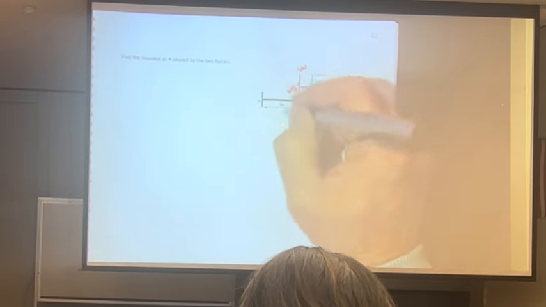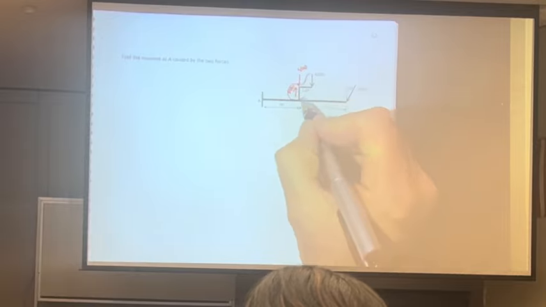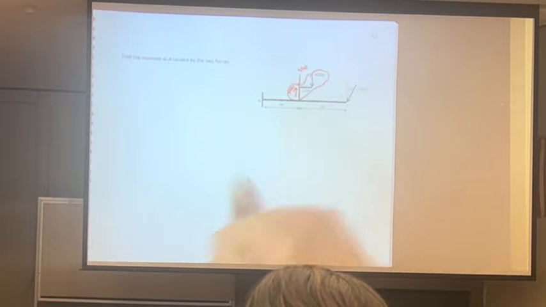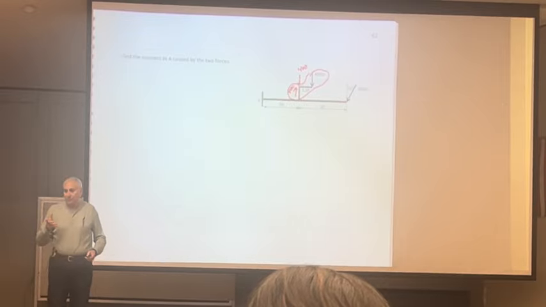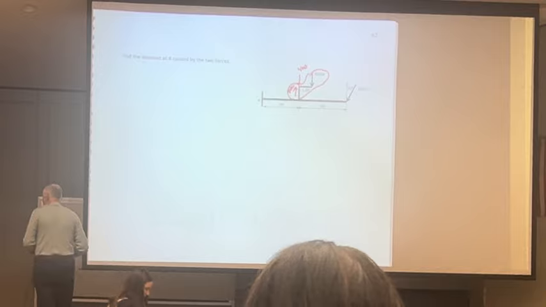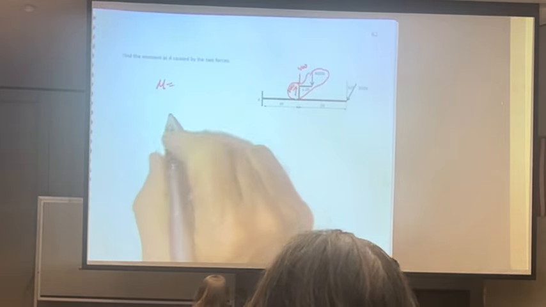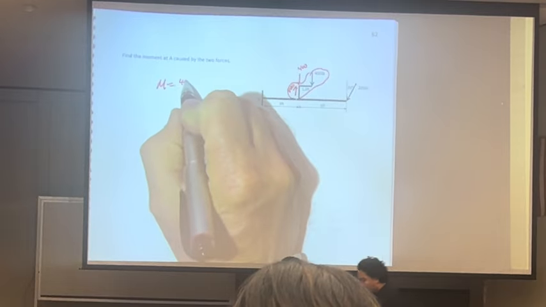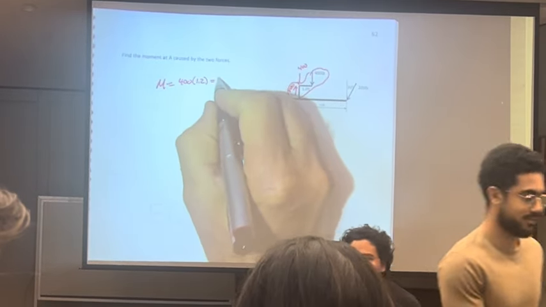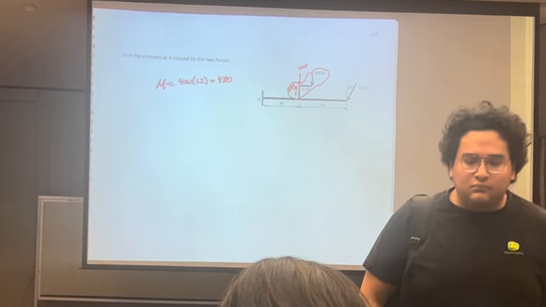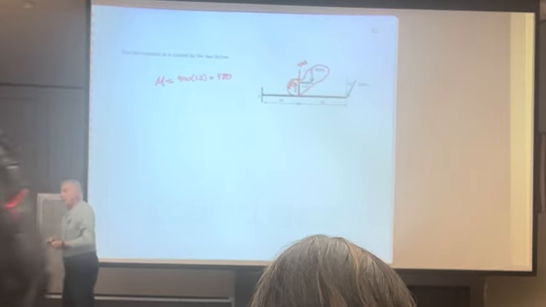What's the net of this? 0. However, this right here forms a, what does that form? A couple. What's the value of that couple? The value of the couple is the moment, which is 400 times 1.2, which in this case is 480. Is that clockwise or counterclockwise? That is clockwise.